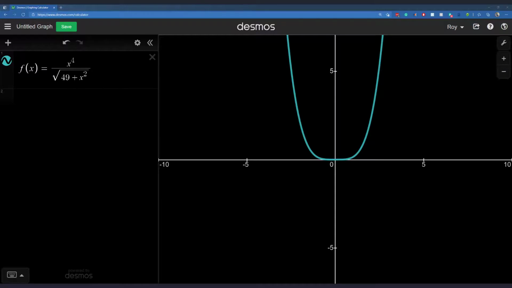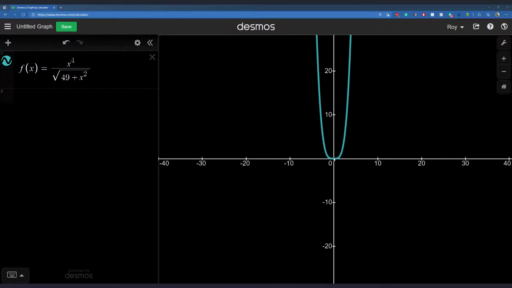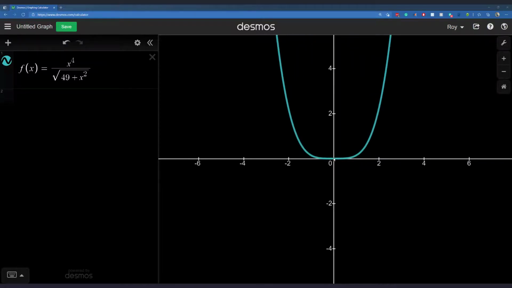So here we are in Desmos, and I've already typed in the original function, and this is what it looks like. If you zoom out, it's not too much different than if you were to zoom in, honestly. And we're going to go ahead and type out our Taylor series expansion. It's actually a Maclaurin series expansion because it's centered at 0.